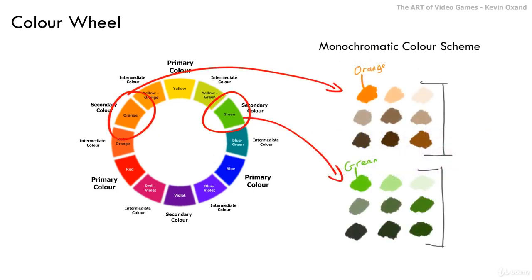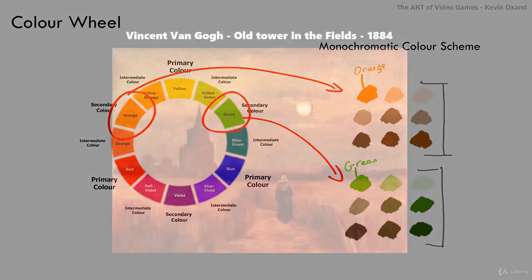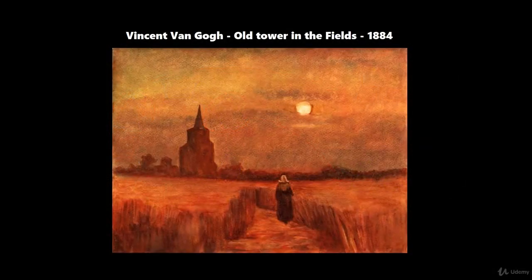So basically, if you take one colour from the colour wheel and increase or decrease its value, that would be a monochromatic colour scheme. Here are two examples of that. Let's take orange, a secondary colour, and mix in some white and black. Look at the range of colours we can create just by adding black and white, and green too, and you can do this with any of the colours on the colour wheel to create a stunning effect. Here's a fine example by Vincent van Gogh, painted in monochrome, and a fine piece of art it is too.